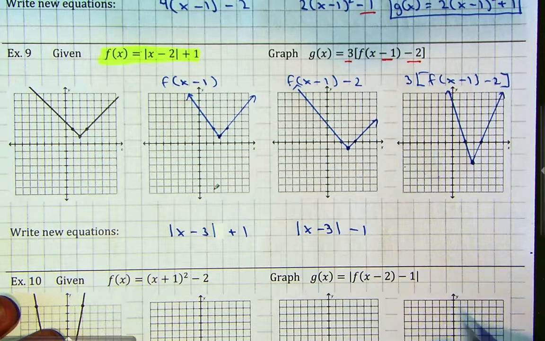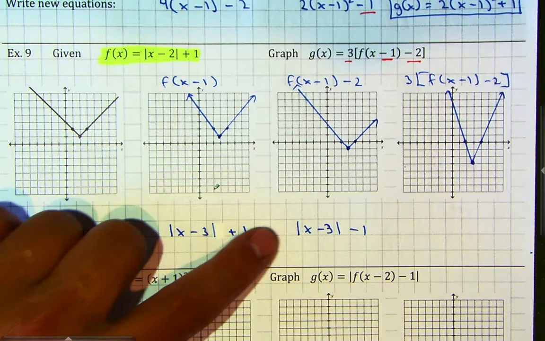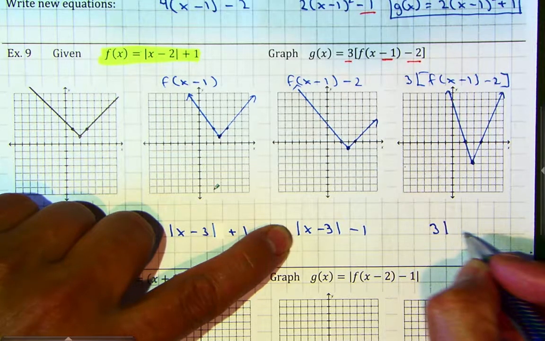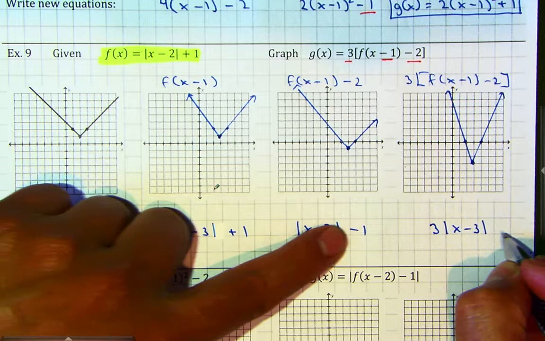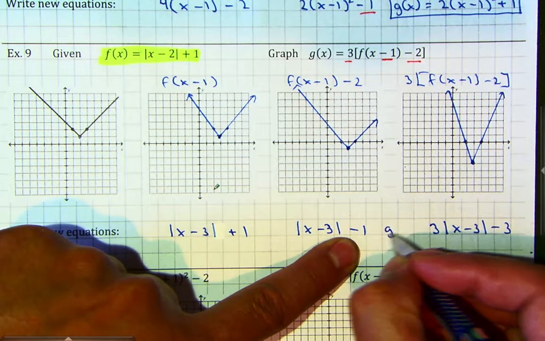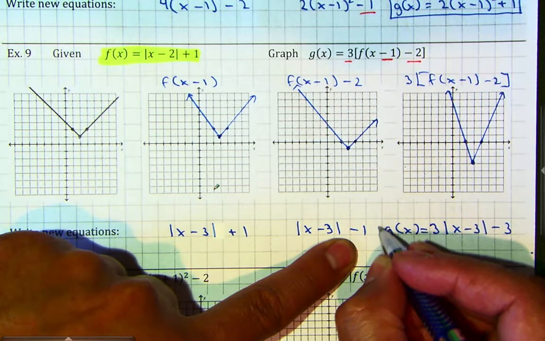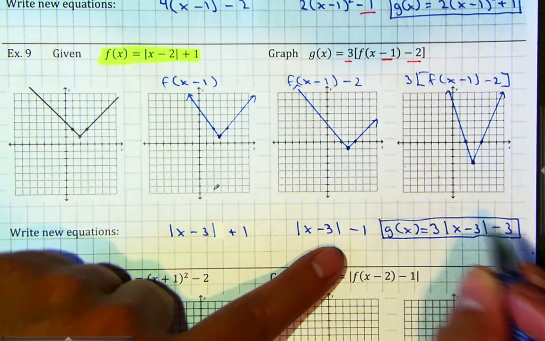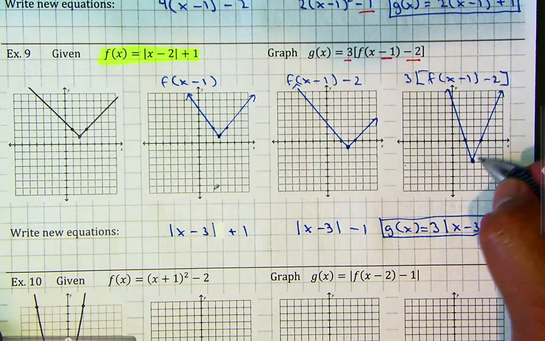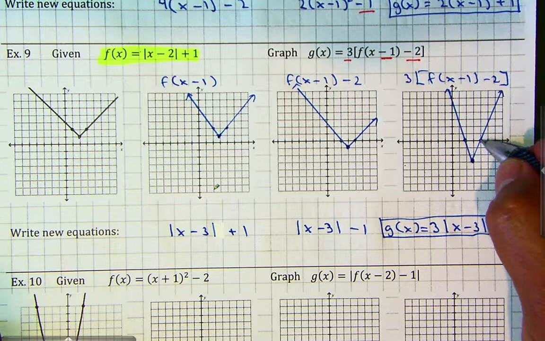And I'm going to multiply the coefficient by 3. So now it's going to be 3 times the absolute value of x minus 3. And let me multiply this by 3 as well. And that'll be g of x. And it should match. My vertex is 3, -3. Matches. My a value is 3. So therefore that is correct.